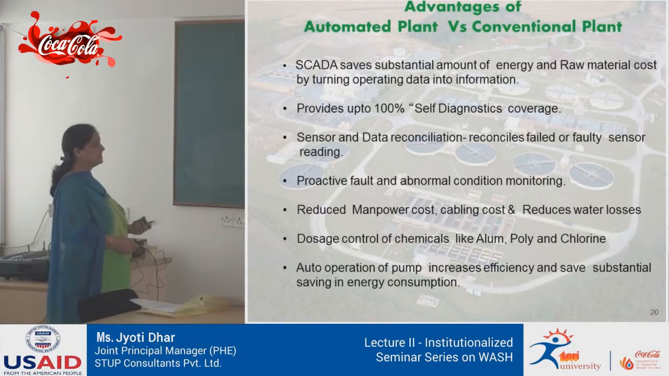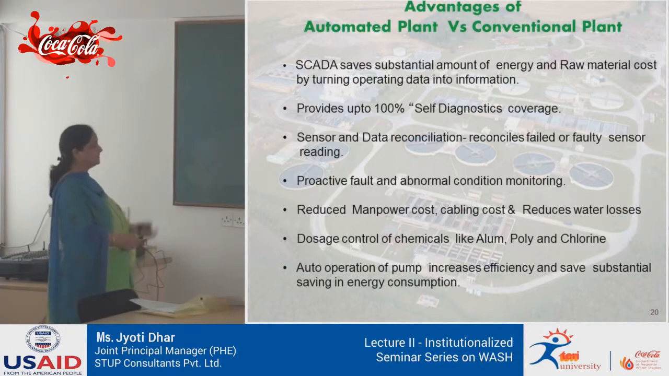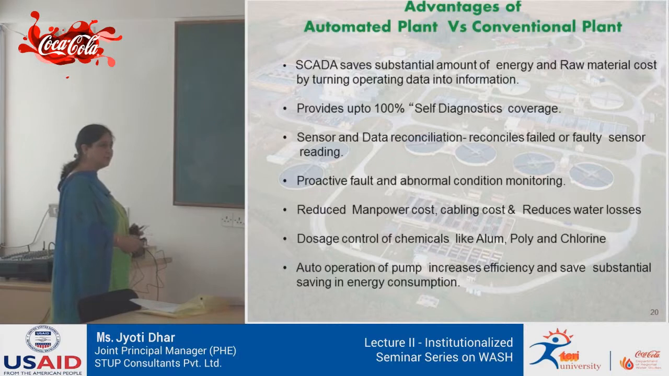Then you have sensor data reconciliation, that is, it reconciles failed or faulty sensors. If you have faulty sensors, we can have a spare for that and it can be replaced immediately. Then you have proactive fault and abnormal condition monitoring. Then it reduces the manpower cost. As I told you, we need a minimum amount of manpower in the SCADA based automated control system. And it reduces the cabling cost also, and it reduces the water losses also, because you have a monitoring system at each and every junction of the water treatment plant.